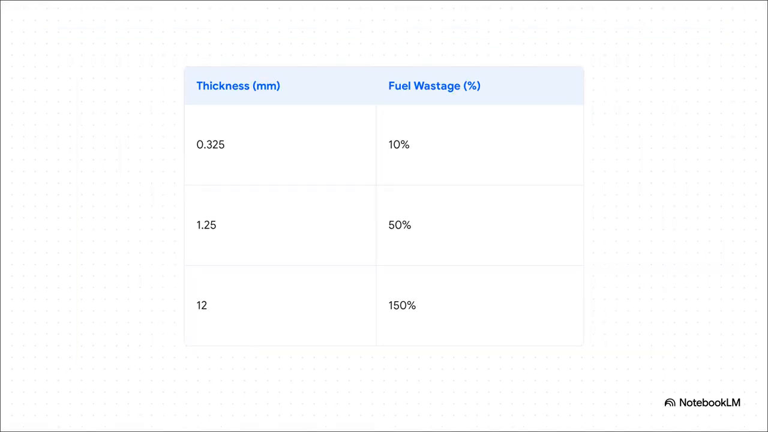And if you need proof of how bad scale is, just look at these numbers. A layer of scale, not even a millimeter thick, can waste 15% of your fuel. Get up to just 1.25 millimeters, and you're wasting half your fuel. It's an absolute economic and engineering disaster. You're basically just paying to heat up the scale instead of the water.